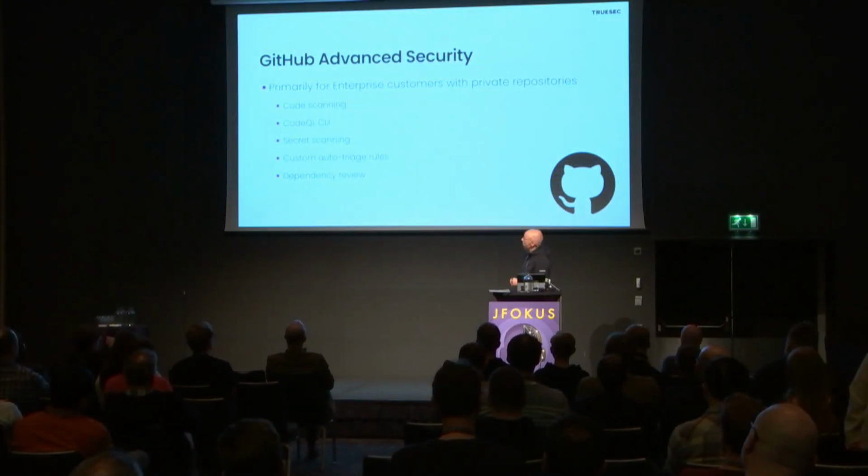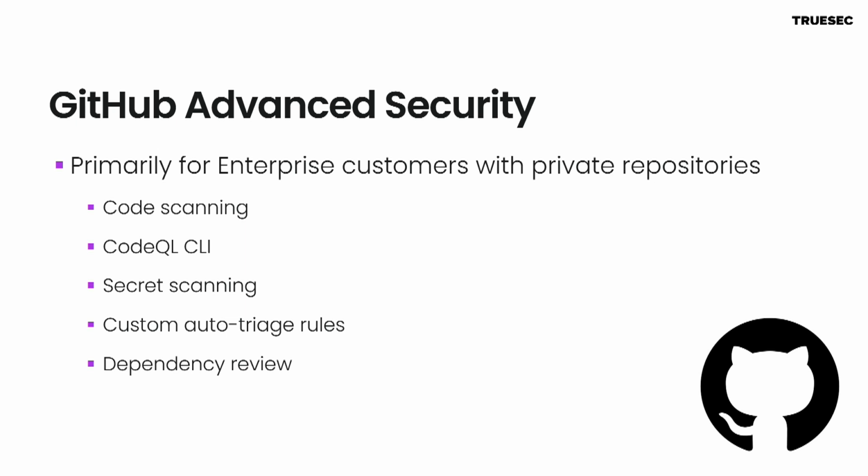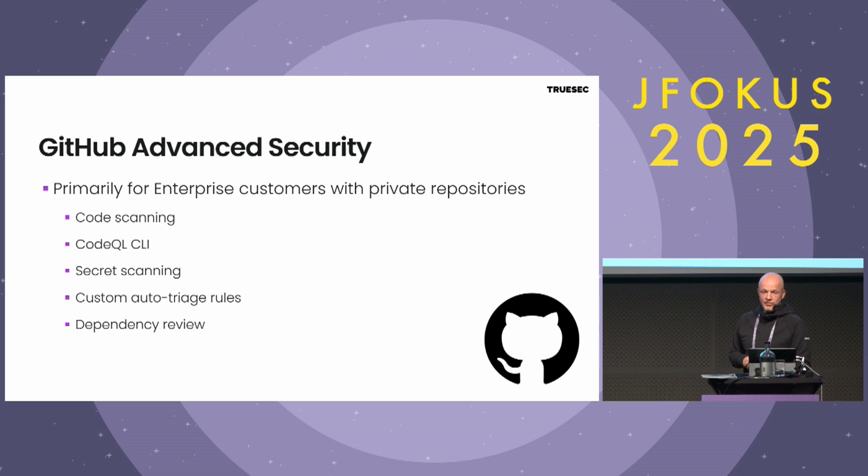So why is this not a bashing talk about GitHub Advanced Security? Well, because GitHub Advanced Security is a really important product for GitHub. It is a product that is actually free for public repositories. So if you're an open source maintainer, for instance, you can use these features without any extra charge. But if you're an enterprise developer, if you have private repositories, then this is something that you really have to invest in.